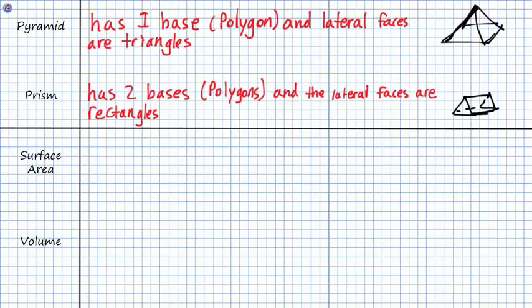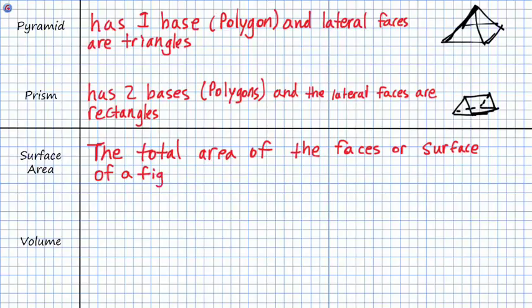So let's also talk about how we measure these polyhedrons, or these three-dimensional figures. So if I talk about the surface area, I'm talking about the total area of the faces, or surface, of a figure. This is like, how much wrapping paper do I need?